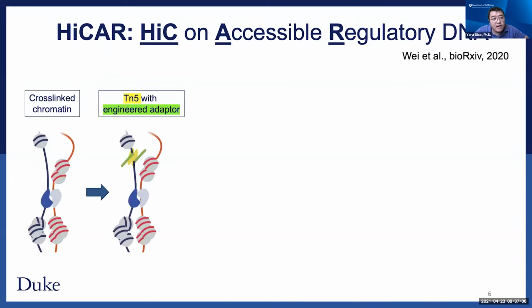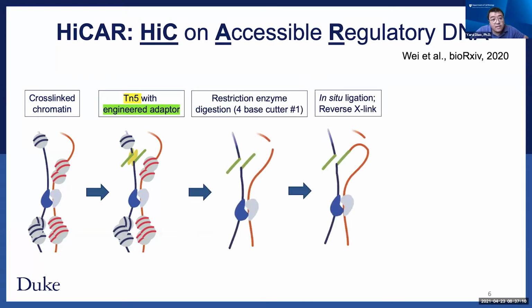The idea of HiCAR is pretty simple and straightforward. First, we cross-link the cells, and we treat the cells using Tn5 that is loaded with the engineered adapter. After Tn5 tagmentation, we just do Hi-C. We do restriction enzyme digestion using a 4-base cutter, and we do in situ ligation. The trick here is that because we engineered the Tn5 adapter sequence, the Tn5 adapter can ligate to the genomic DNA sequences that are proximal to the open chromatin region in 3D.